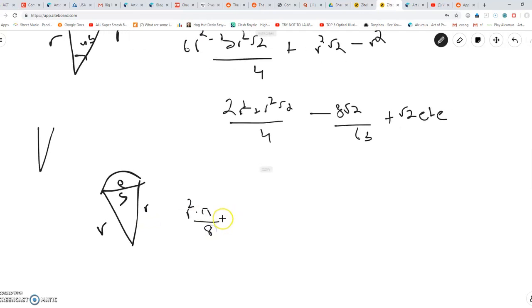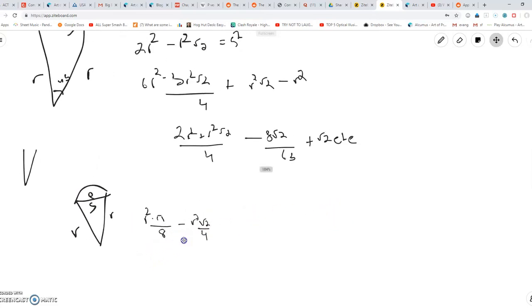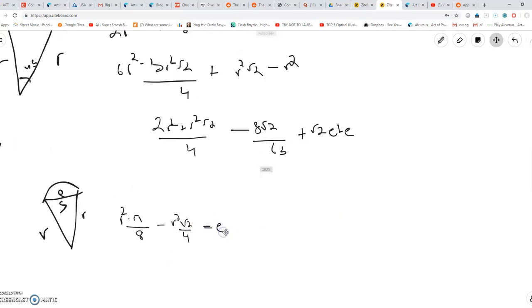Yeah, and then the area of the triangle here is equal to r squared root 2 over 4. So the area of E is equal to the area of the whole thing minus the triangle. And so that's equal to r squared pi over 8 minus r squared root 2 over 4. This is equal to E.